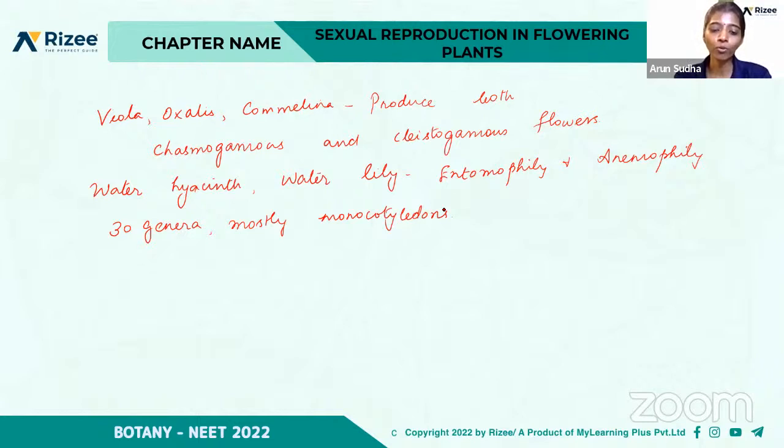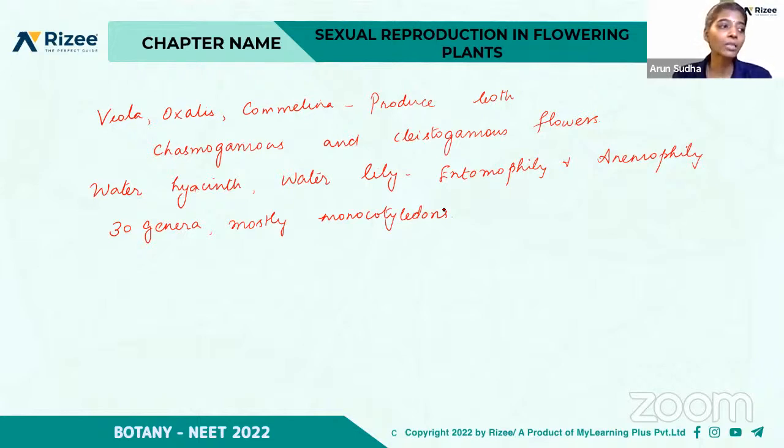Which one of the following is not included in outbreeding devices? Avoiding synchronization, arrangement of anther and stigma at different positions, self-incompatibility, production of bisexual flowers. So which is the right option here? It is again option D, the production of bisexual flowers, because that is actually not included. The production of unisexual flowers is what is included under the outbreeding devices, right? So option D is the right answer.